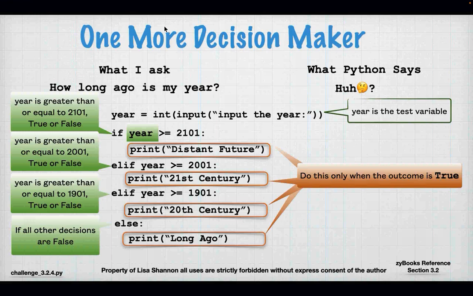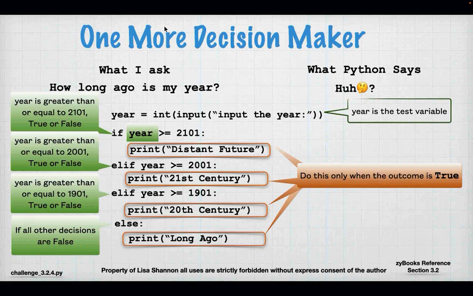So how I read this is the first statement is if year is greater than 2101, then I'm going to print distant future. By the way, year is the test variable, and you will see that year is being used in each of the if and the elif statements. So that's why you want to use the elif, because you only want it to print one of these. And then I have elif year is greater than 2001, I'm going to print 21st century. Elif year is greater than 1901, print 20th century, else it's a long time ago.